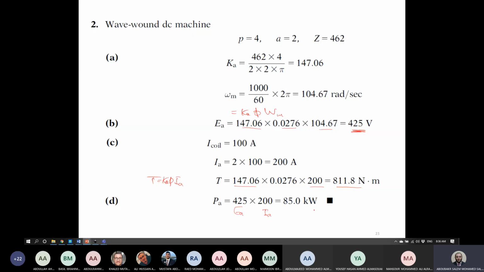So we could understand here, if we change the connection from lap to wave, this is going only to change the armature current and EMF value or voltage of the machine. However, the power will be the same. The torque also will be the same. Okay, guys? So it's just a way to increase or decrease the rating current or voltage. Is it clear? So this is now for the same machine construction.